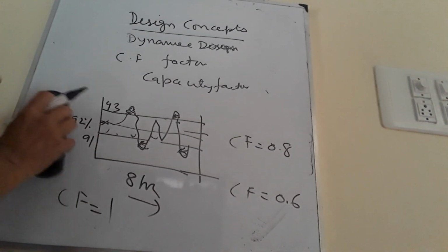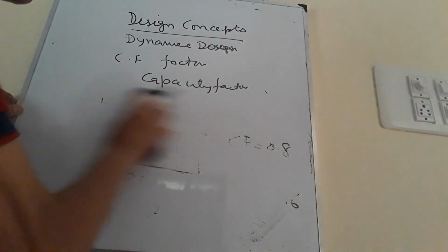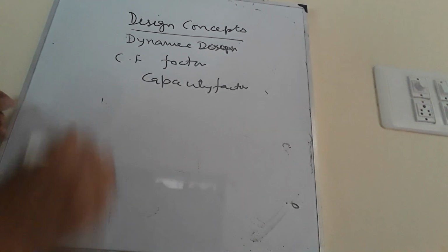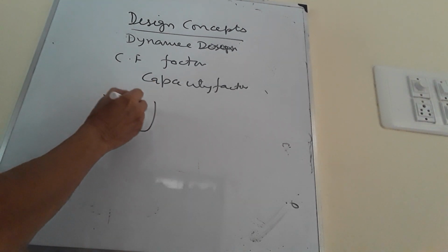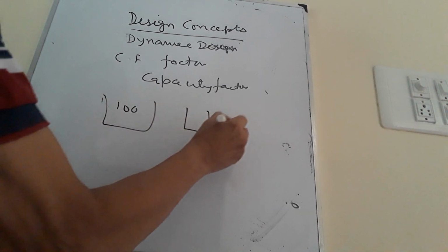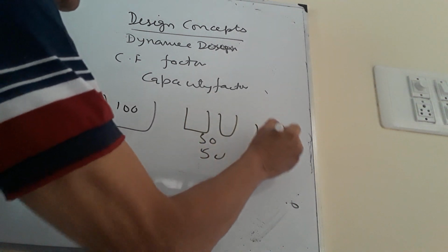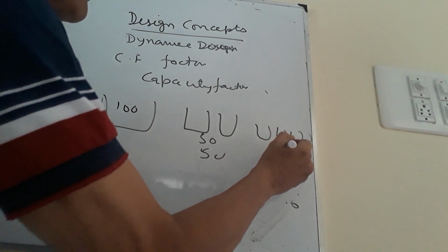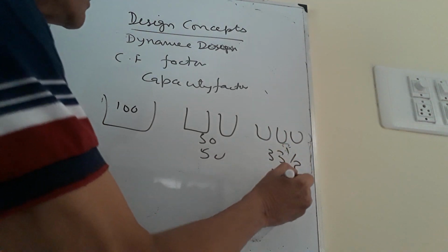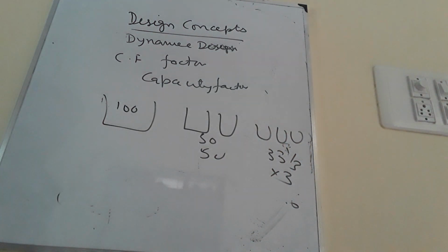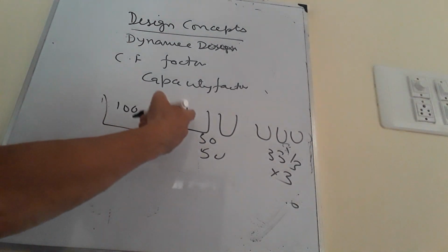Now, let's come back to our original reactor. 100 meter cube, 50-50, 50-50 and 33 into 3. Now, it so happens that if you calculate it, you make a product analysis here, here and here.